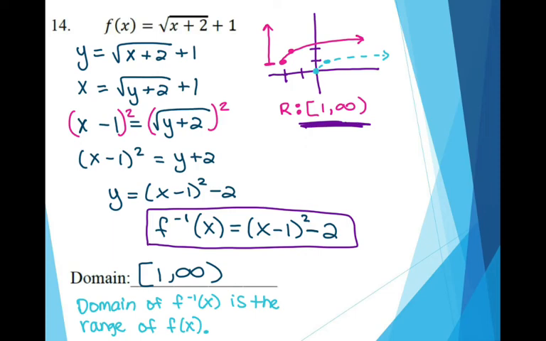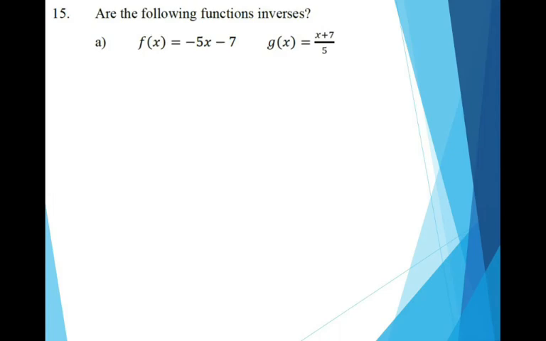All right, last couple of questions. We are finding inverses of graphs. Oh no, there's still more. I haven't gotten to the graphs yet. Are the following functions inverses? To determine if two functions are inverses of each other, I need to take the composition. You can take the composition in one of two ways. You can do f of g of x, or you can do g of f of x. And what you're looking for is you want both of these to equal the function x.